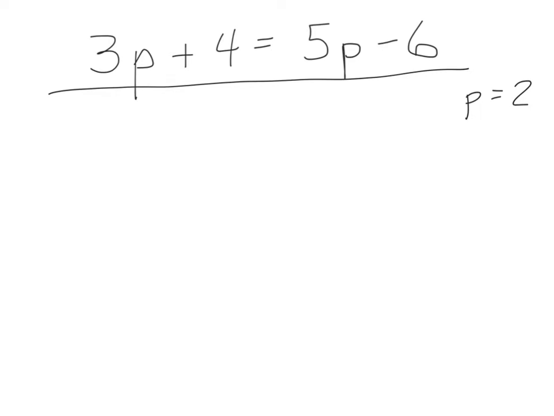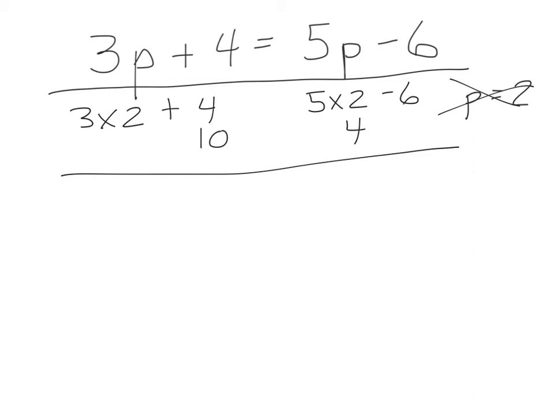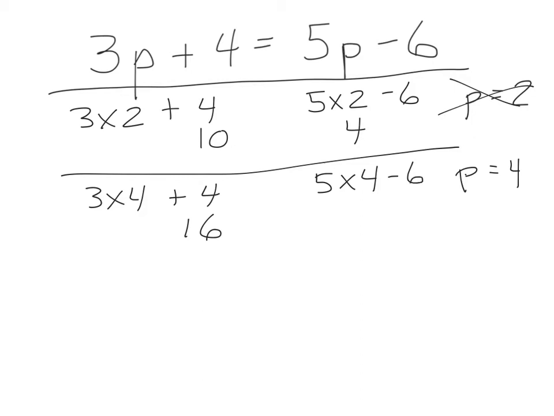So I want to find what value of p will make both sides balanced. So let's try p equals 2. That means 3 times 2 is 6 plus 4 gives me 10 on this side. On the other side, 5 times 2 is 10, minus 6 is 4. Those aren't equal. Let's go up by 2's this time. Let's try p equals 4. So 3 times 4 is 12, plus 4 is 16. On the other side, 5 times 4 is 20, minus 6 is 14.